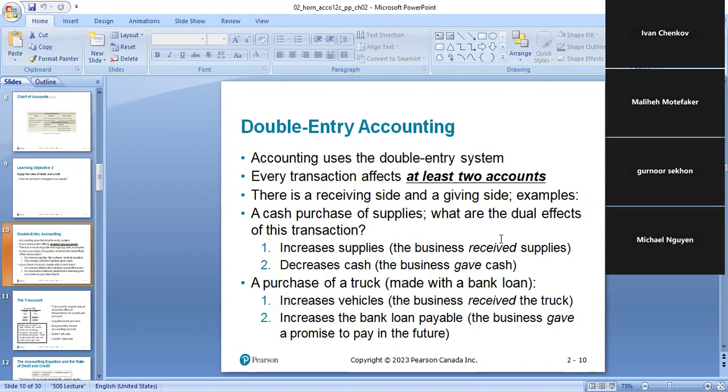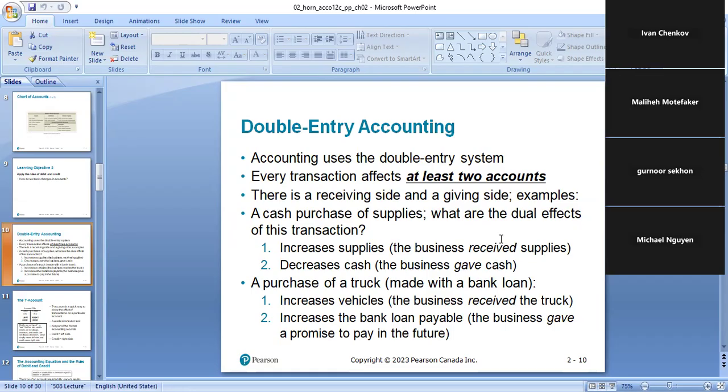What's the dual effect? Again, on one side, once we buy the supplies, they are going to increase, but they do not magically increase. They increase because you spend cash. So what's going to happen? Cash is going to decrease. If the business purchased a truck, well, before they purchased the truck, the company didn't have the truck. When they purchased the truck, now they have a truck. Before they purchased the truck, the company has cash. After they purchase the truck, the company has the truck but doesn't have the cash.